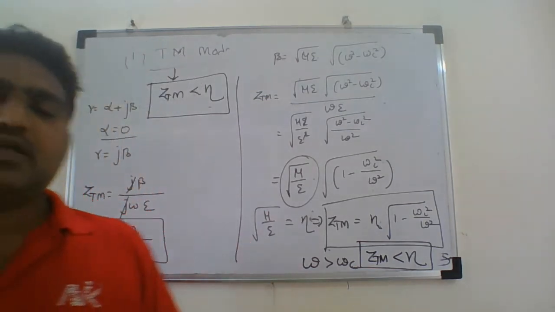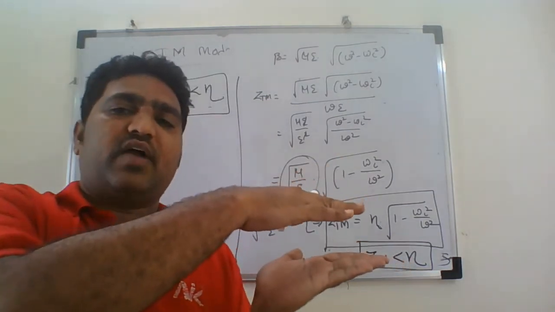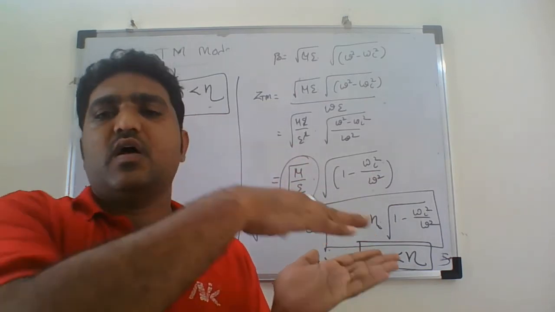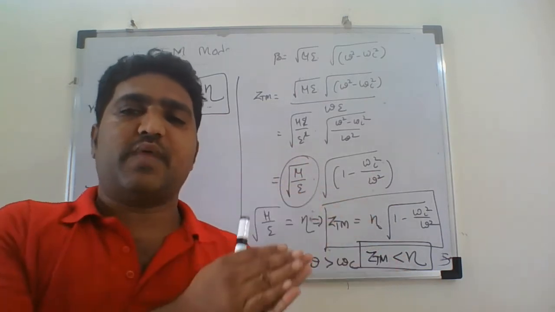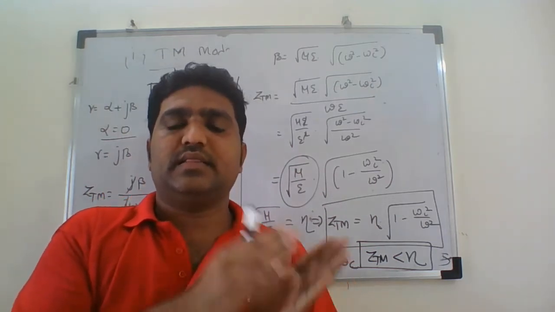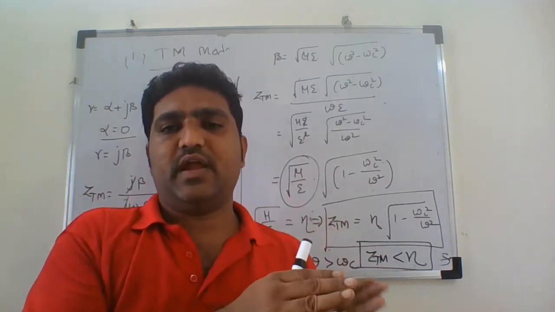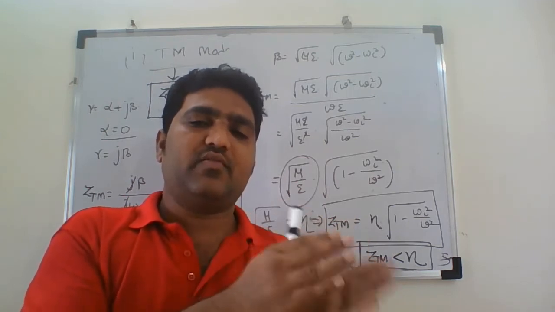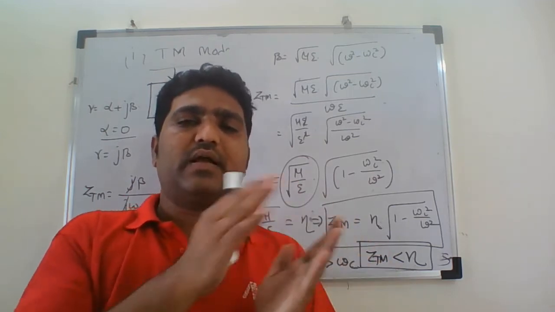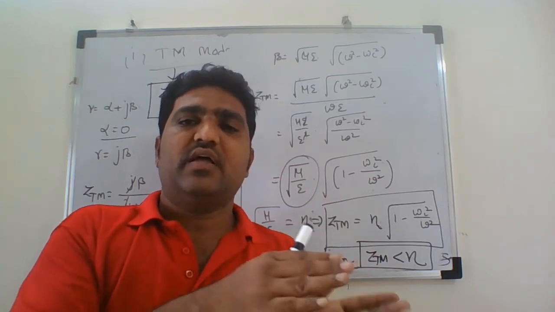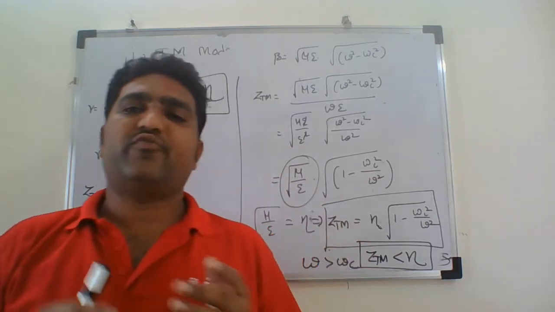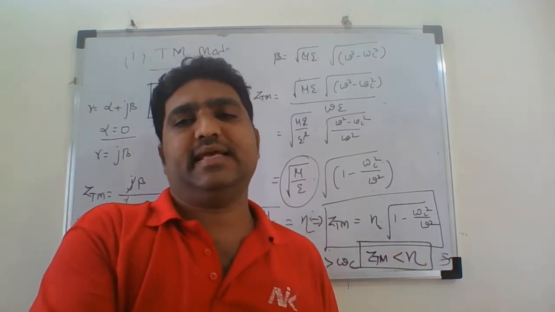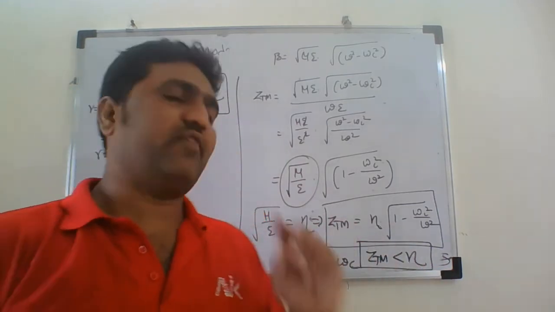Whenever I have a parallel plane waveguide, and in this waveguide the EM wave is excited in transverse magnetic mode, then the wave propagation rate will be less when compared to the speed at which the wave, or the wave impedance will be less when compared to the impedance of the wave in free space. So compared to free space, the impedance in the transverse magnetic mode will be less. That is a point we have to remember here.